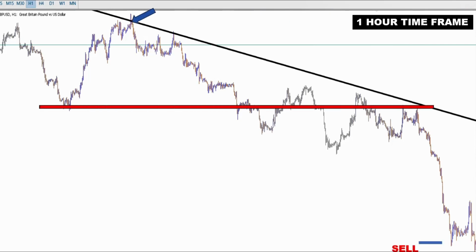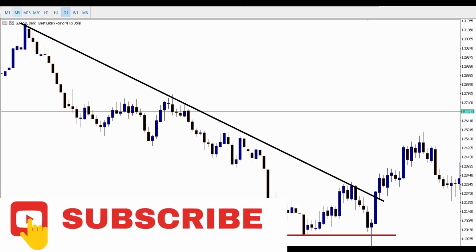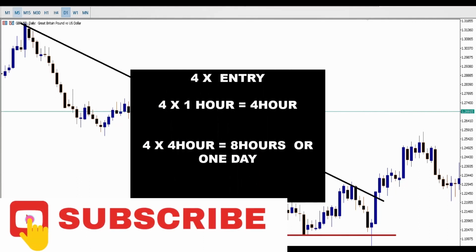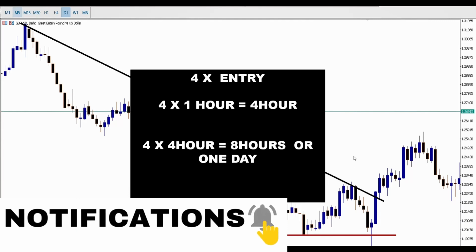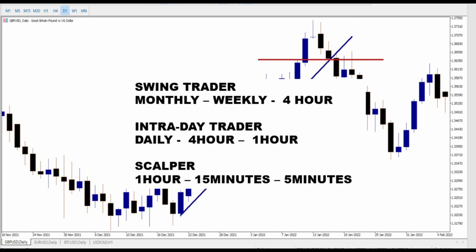Now for the scalping trader, this set of traders uses the 1 hour, 15 minutes, and 5 minutes. Most traders work on the 3 time frames using a formula. It is 4 times the entry time frame to get the medium and 4 times the intermediate to get the higher time frame. An example is the intraday trader, which is daily, 4 hours and 1 hour. The swing trader uses the monthly, weekly, and daily time frame for trading.